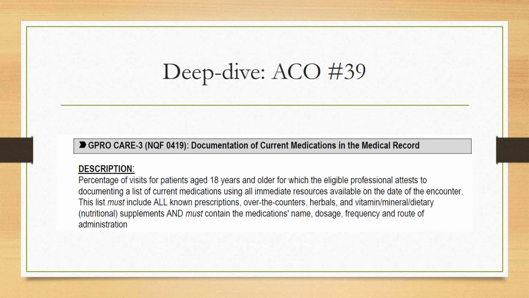And then ACO number 39. I think this is going to be pretty clear cut. This is documentation of current medications in the medical record. So this is just ensuring that we have any type of medications that they're taking, the prescriptions or over-the-counter herbals, any type of those medications, and that we are monitoring the name, the dosage, the frequency, and the route of administration.